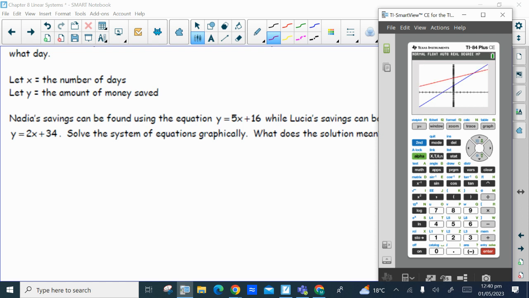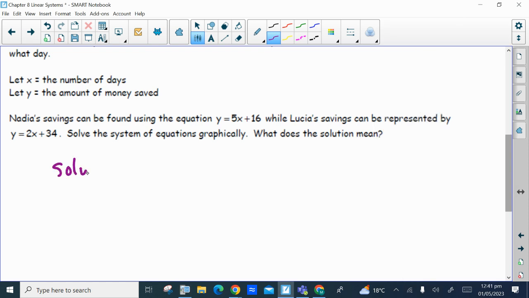And there we go. We can see both lines now, and we can see the point of intersection. After doing this, if we still don't see the point of intersection, we have to change our windows ourselves. But in this case, we don't need to do that. We can find our point of intersection by going second function trace, number 5 for intersect, enter, enter, enter. And the intersection is at (6, 46).